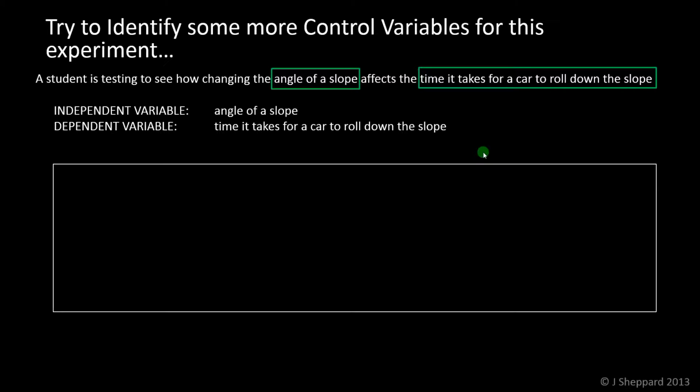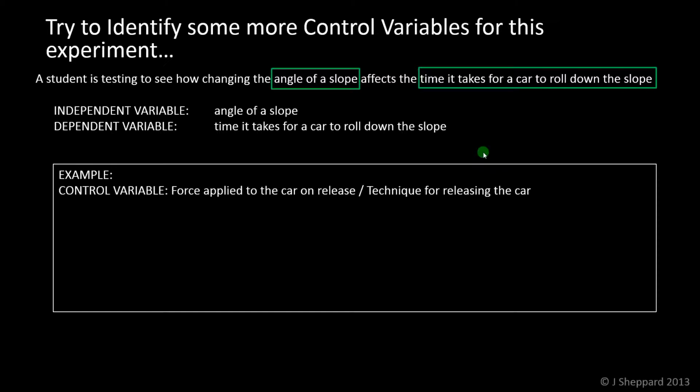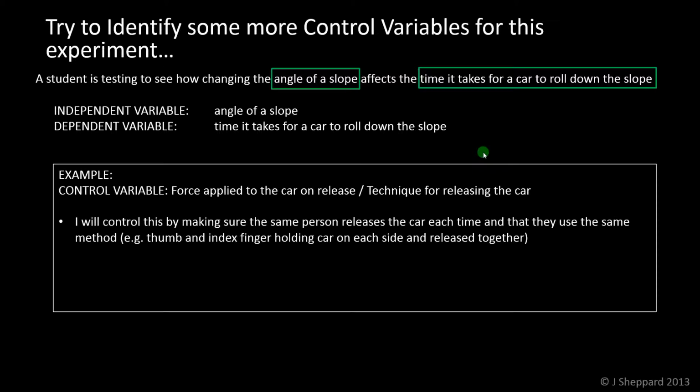Second example that you could have used: the force applied to the car on release, or the technique for releasing the car. Ideally, we don't want to apply any force, but if you release a car on a slope, you can do it lots of different ways. So this is something else we need to control. Make sure the same person does the release if you're working in a group, and they use the same method, and be explicit about the method. So put your thumb and index finger on either side of the car and release them both together.